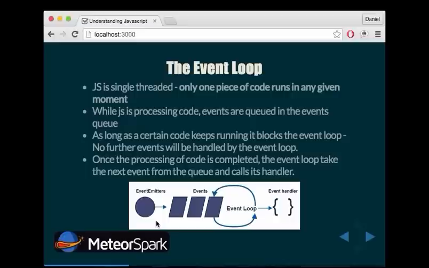Once an event fires, it gets into a queue, not a stack of events. The event loop is the process in JavaScript that calls the part of the code that needs to be processed, waits for it to complete, and then looks at what is the next thing in the event queue that needs to be run. Only once the event loop gets to that event will it run the event handler. So as long as a certain code keeps running, it blocks the event loop. No further events will be handled. Once the processing of code is completed, the event loop takes the next event from the queue and calls its handler.